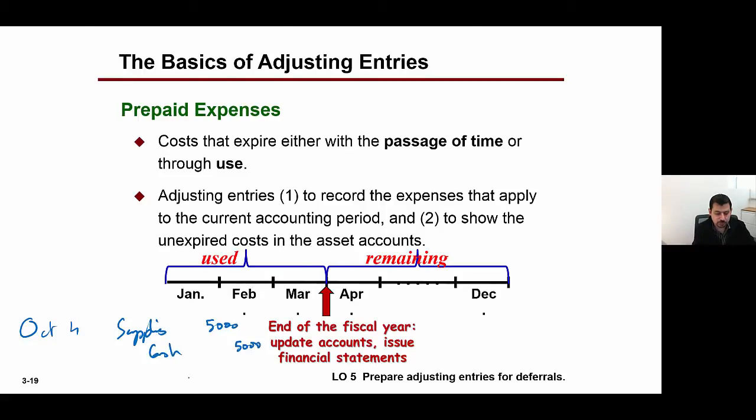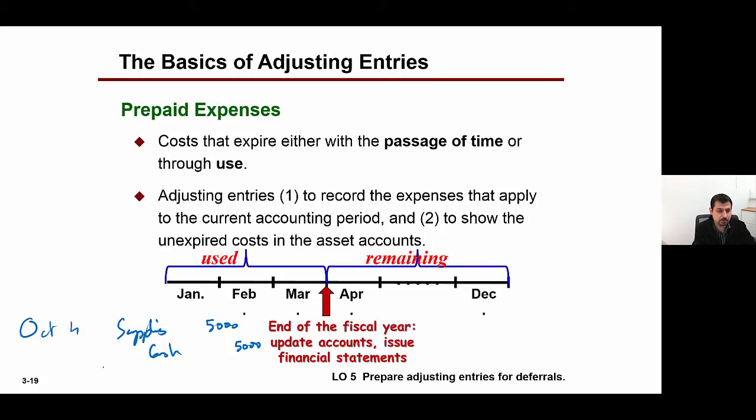However, this is the original entry, and the trial balance will show at the end that supplies is 5,000. But let's say that at the end of the accounting period, at the end of October, we found that we have used $2,000 worth of supplies. Do we still have $5,000 in supplies? That would be misleading. It's not correct. So we need to adjust for that. We need to decrease supplies by 2,000. Those are the supplies that were used during this time.